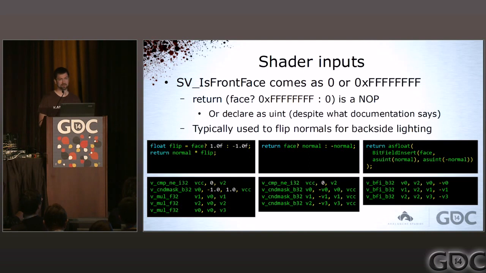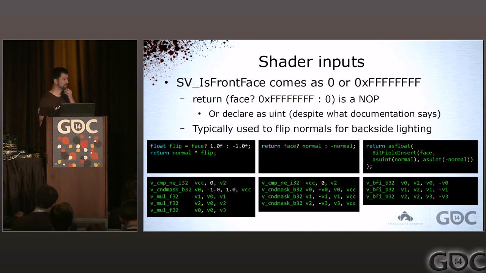But in all APIs, this is declared as a bool, or it's documented as a Boolean attribute, but you can declare it as a uint anyway. And then you actually get these raw bits. You get all zeros or all ones. And that's actually quite useful in some cases. The typical case where you would use the front face flag is to flip normals for backside lighting.